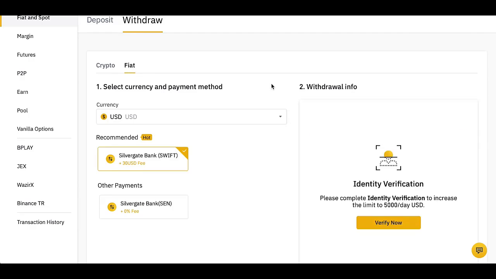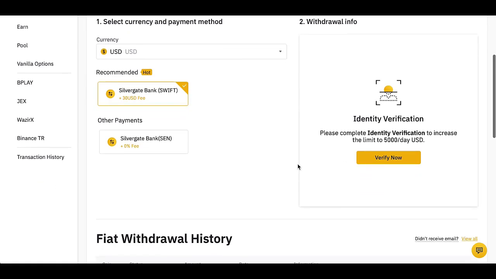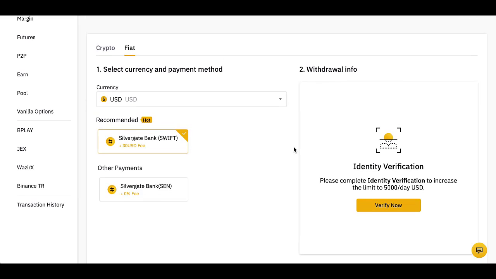And when it comes to fiat currencies, you can obviously withdraw US dollars or pound sterling, whatever you have in there. Withdrawal info, again, that is just your personal information. All your history will be here for you. So we know how to deposit fiat currencies and other cryptocurrencies into Binance.